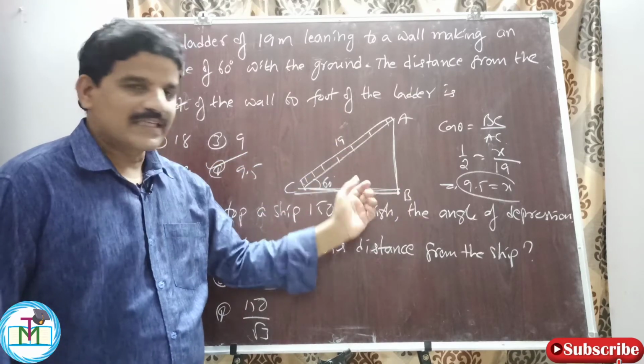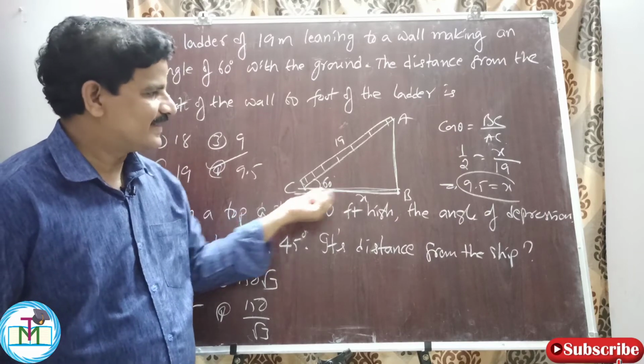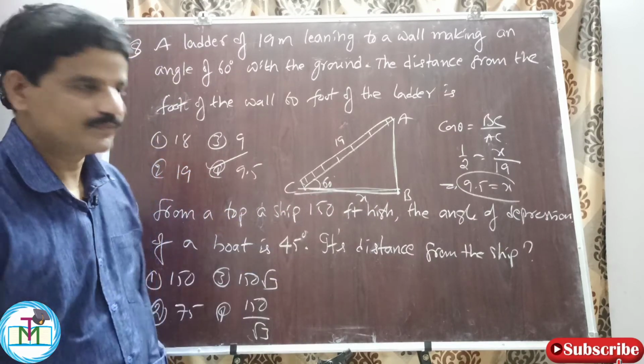Therefore, the distance between the foot of the wall to the foot of the ladder is 9.5 meters.